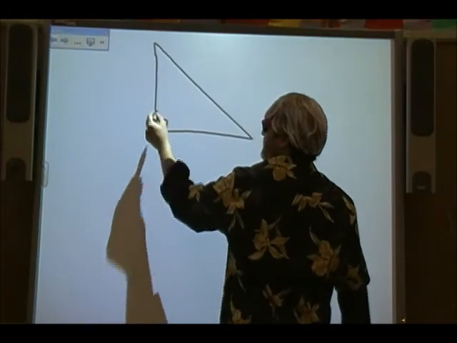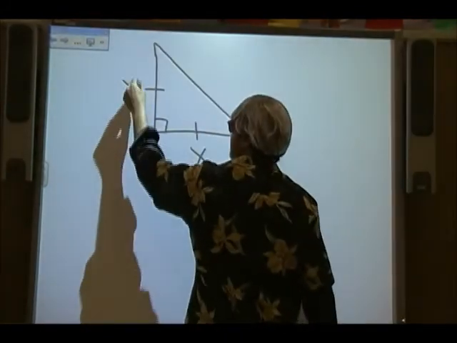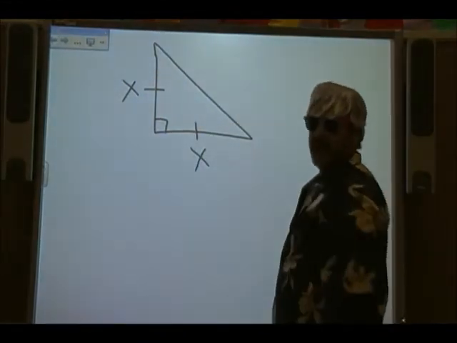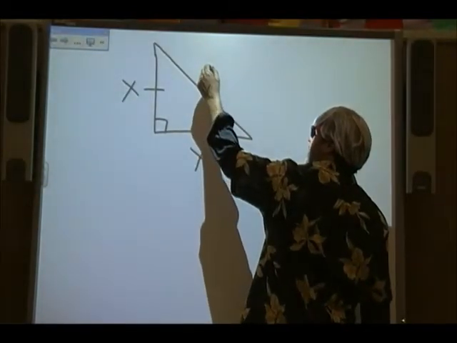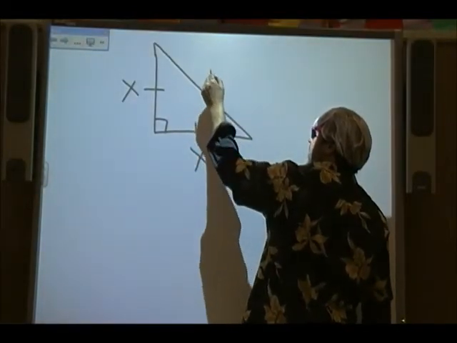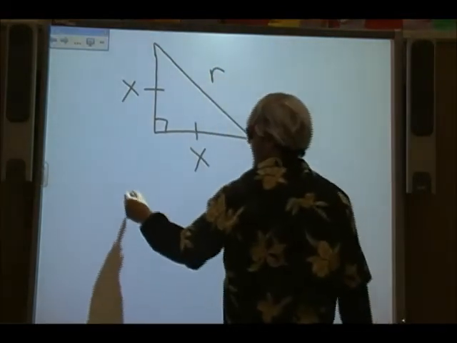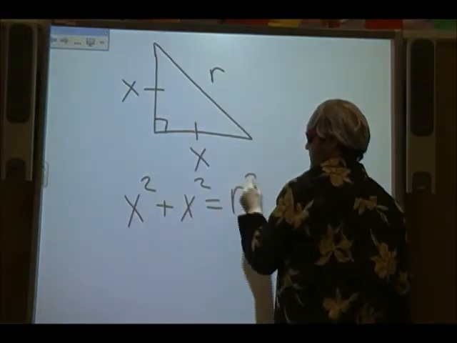I'm going to make it a right triangle, an isosceles. So I call this X and X. You pick whatever letter you want to use for there, except for X and O. So you can call it Y, R, whatever you want. I'll call it R. So how could I find R? Well, I'm using the Pythagorean theorem. X squared plus X squared equals R squared.